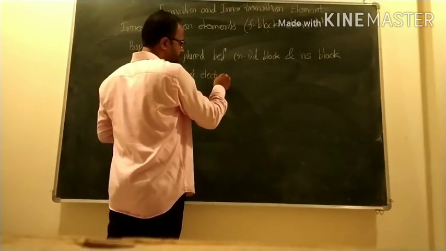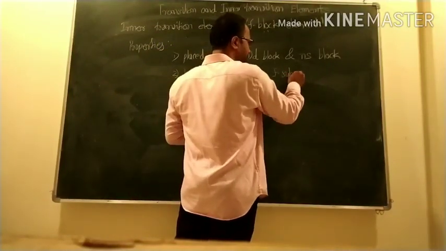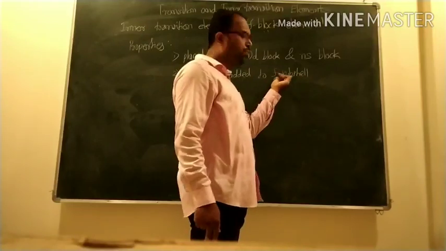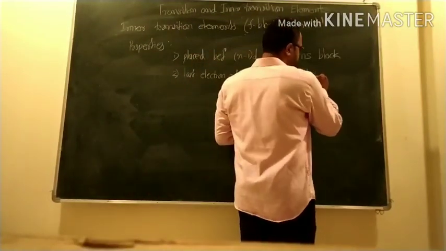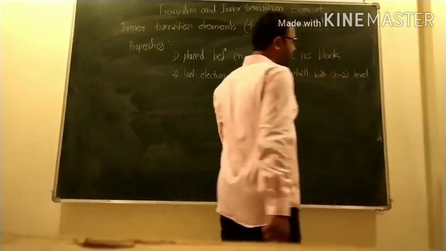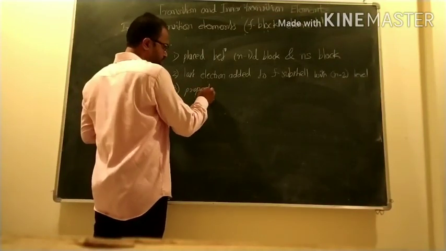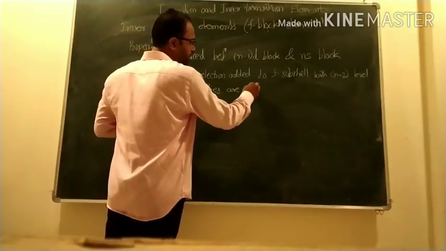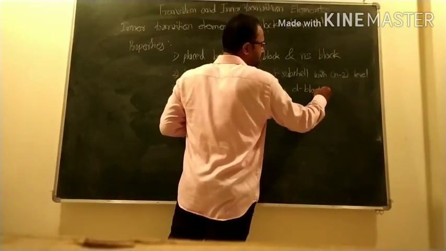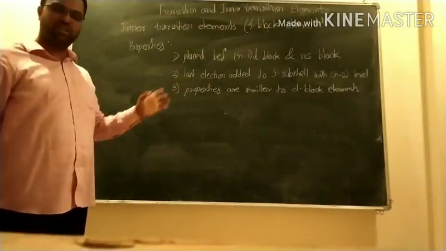The last electron is added to the f subshell, as previously explained, in the n-2 level, and their properties are similar to d block elements or transition elements.